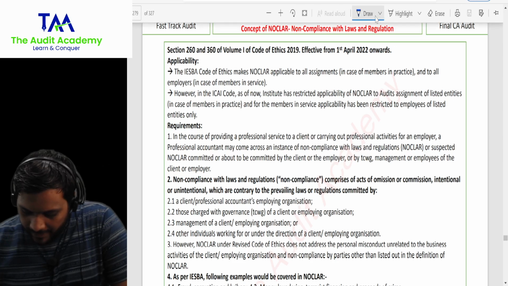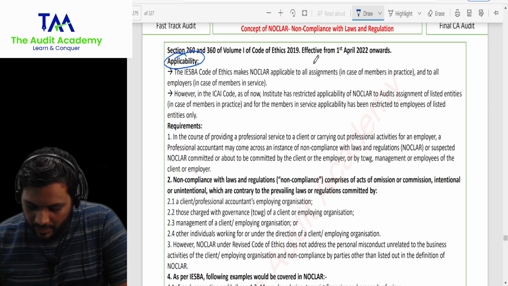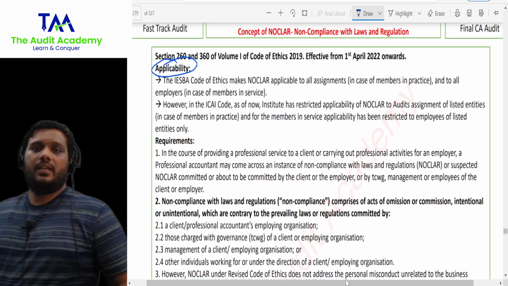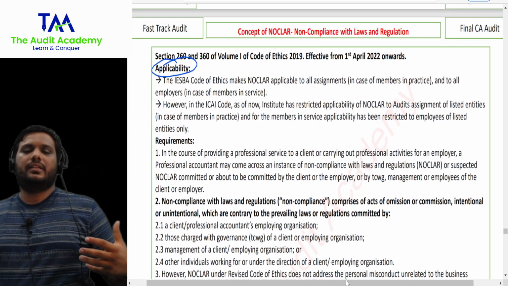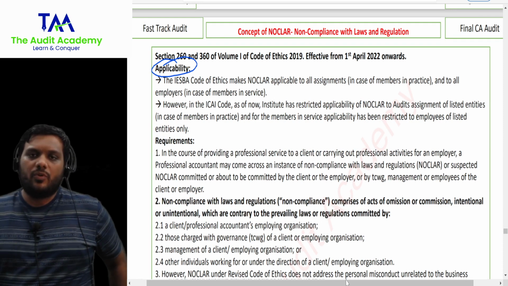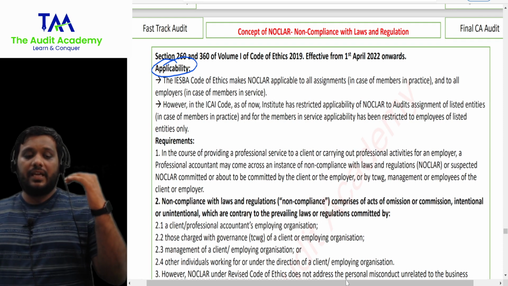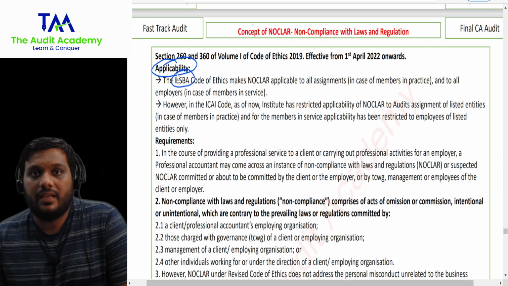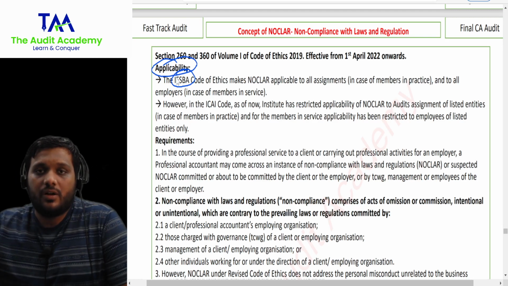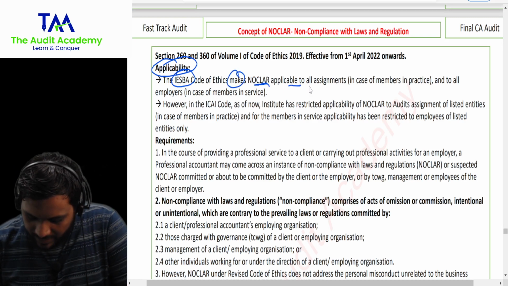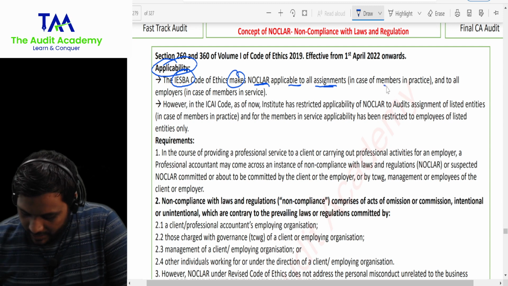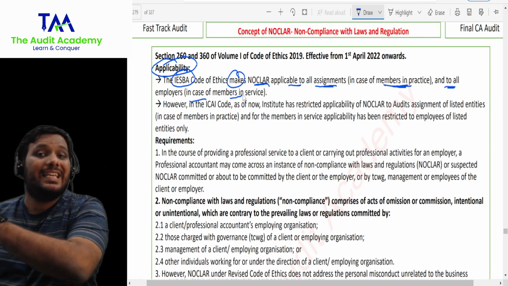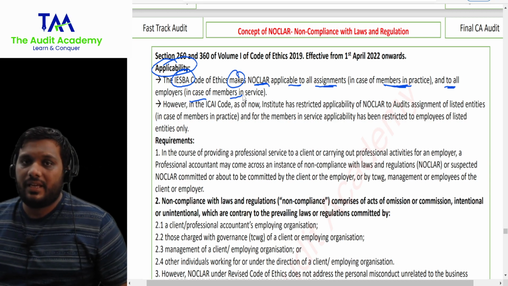All right. First of all, the applicability. You know that whatever you see in our Code of Ethics is mostly adopted from the International Ethics Standards Board for Accountants, IESBA, which functions under the IFAC, International Federation of Accountants. So IESBA makes NOCLAR applicable to all assignments in case of members in practice and to all employers in case of members in service. That is what IESBA says, not the ICAI.